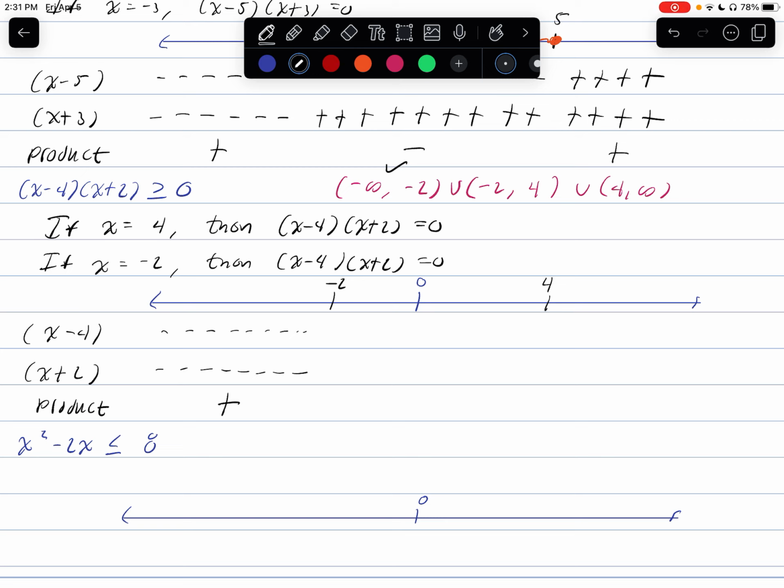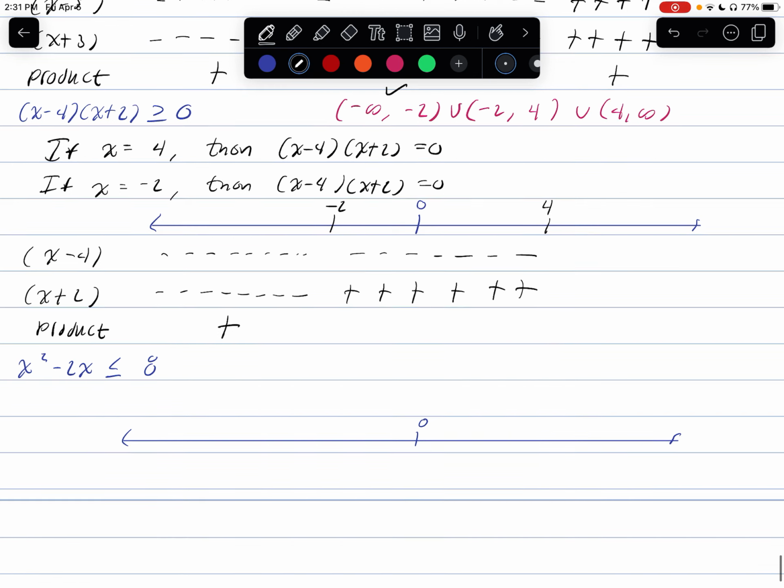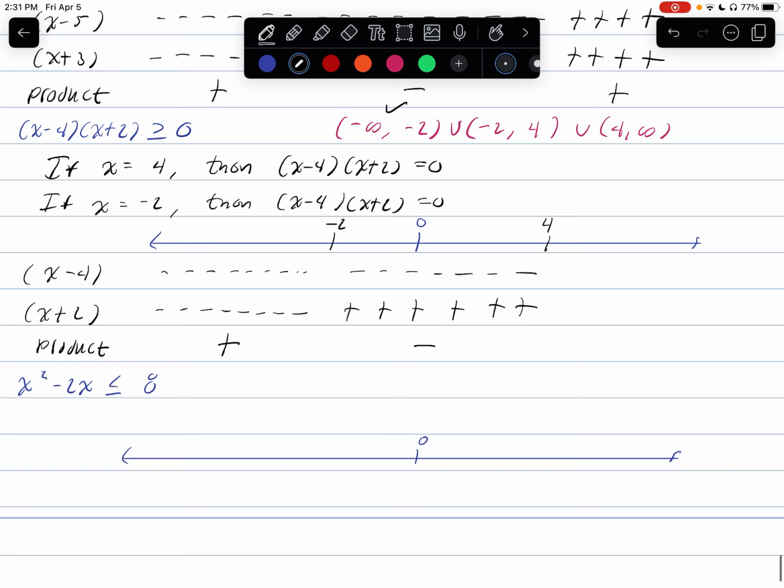Okay. How about from negative 2 to 4? Well, if we plug in 0, we'll have 0 minus 4, that's negative. So this would be negative, and this would become positive along this interval as well. So therefore, we have a negative number times a positive number, which is a negative number. And we don't want that. We want this to be greater than or equal to 0. So negative 2 to 4 would not be part of our solution.